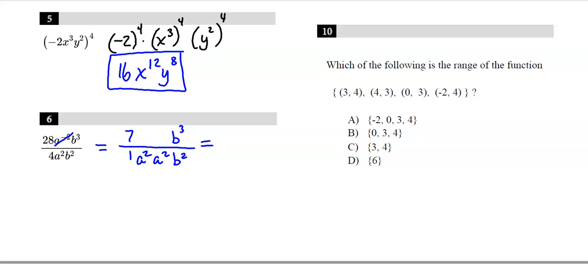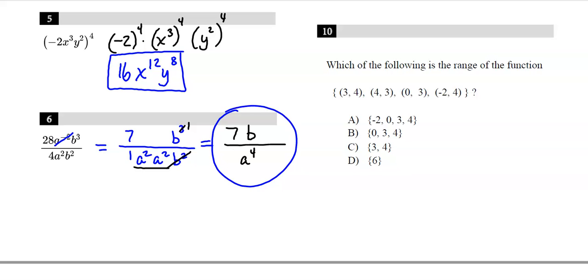And now I just got to do some canceling. So I kind of think of it, you're going to war here. There's people on top, people on bottom. They're going to cancel each other out. So I have 3 of these b's on top, 2 on bottom. 2 of these are going to get wiped out with 1 of those left. So there's a b on top. Down here, I have a to the 4th. And usually we don't include the 1. So there's the correct answer, 7b over a to the 4th.